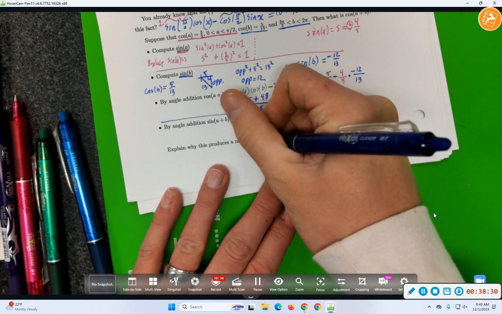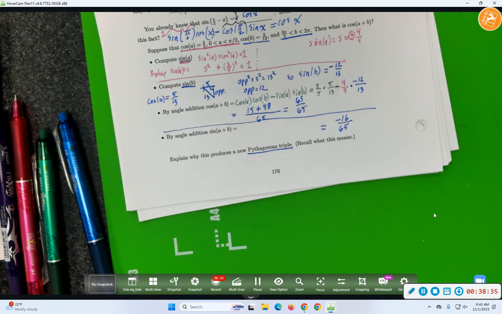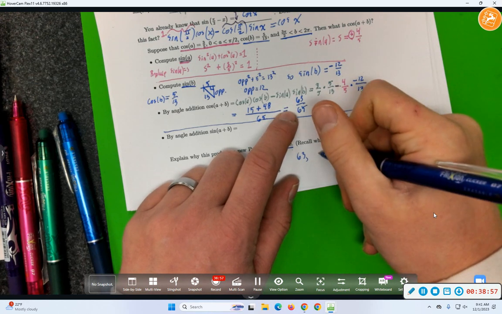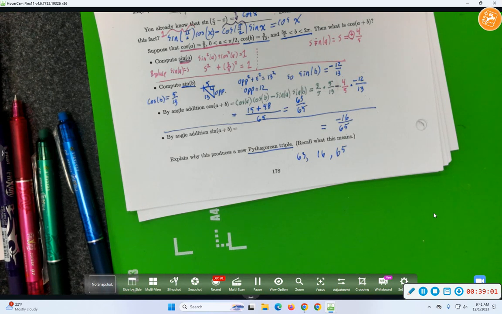I certainly haven't used the word Pythagorean triple in this class before. But people have heard that term at some point in the past. It's just three whole numbers which satisfy a squared plus b squared equals c squared. So like 3, 4, 5 is a Pythagorean triple, 5, 12, 13 is a Pythagorean triple. This gives you a new Pythagorean triple: 63, 16, and 65.